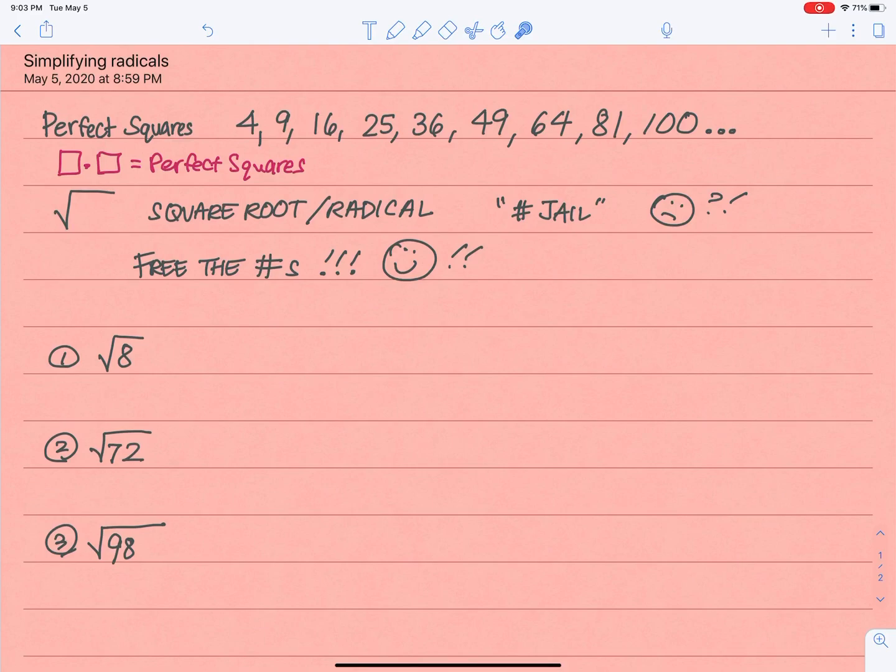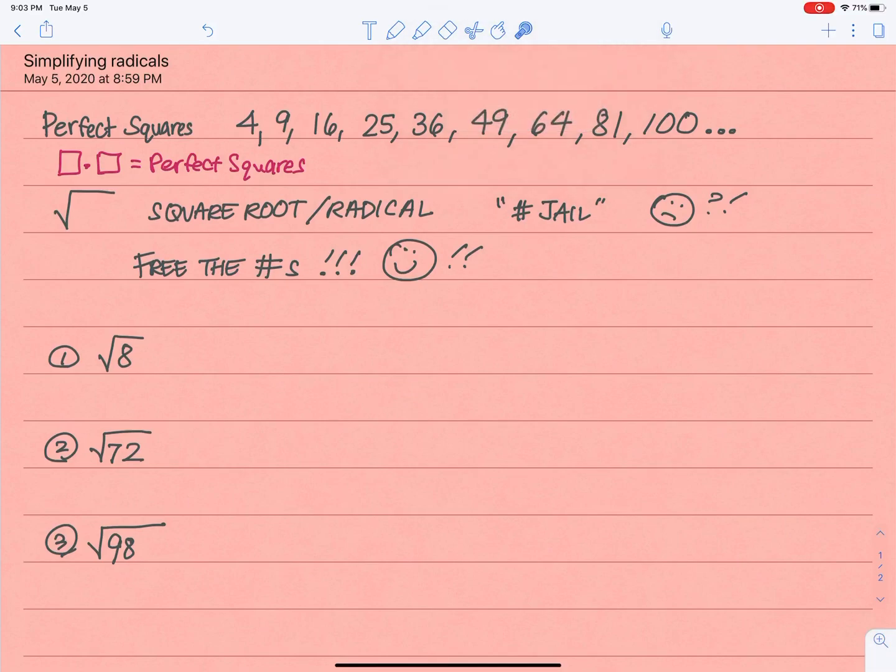Just a quick review. How do we get 4? 2 times 2 gives you 4. How do we get 9? 3 times 3 is 9. So these are perfect squares because perfectly the same two numbers multiply to give you a perfect square. Okay, so now let's proceed.